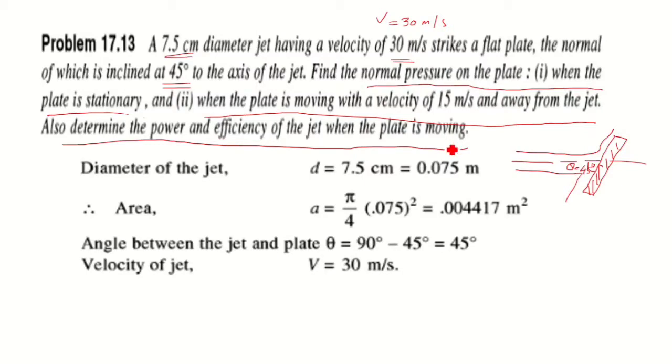The diameter of the jet is given as 7.5 centimeter, so it is 0.075 meter. Area is equal to pi by 4 d square, so 0.00417 meter square. The angle between the jet and the plate is 45 degree. Velocity of the jet is equal to 30 meter per second.